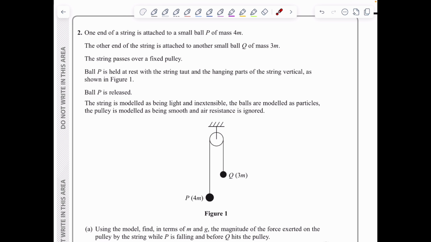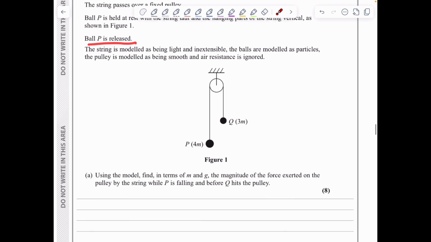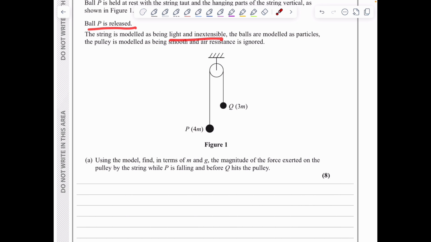Now we release ball P, and the string is modeled as being light and inextensible, the balls are modeled as particles, the pulley is modeled as being smooth, and we completely ignore air resistance. Now using the model, we need to find, in terms of m and g, the magnitude of the force exerted on the pulley by the string while P is falling and before Q hits the pulley.